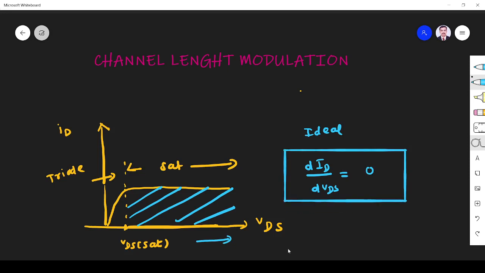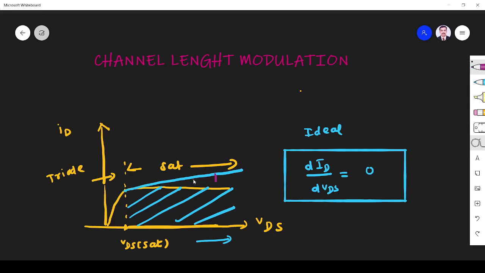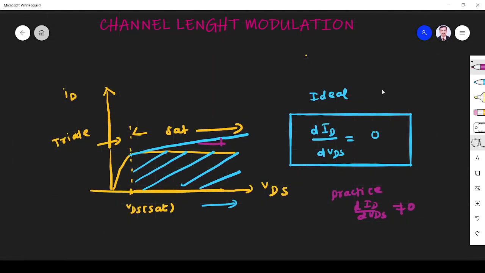But in practice, it won't be like this. The curve goes to here, and the slope is not 0. It has a non-zero slope. So in practice, dID by dVDS is not equal to 0. That is, the slope is not equal to 0. Let us see what the reason is.